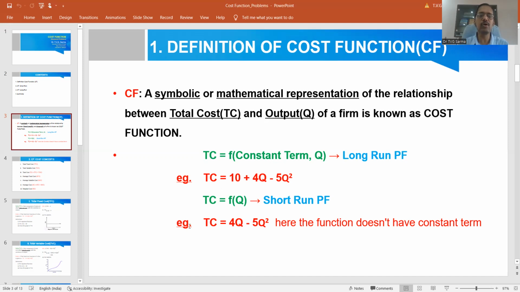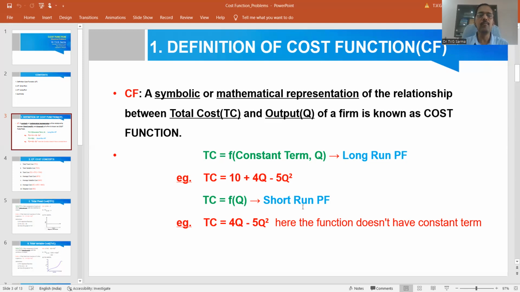The example of a short-run cost function is TC equal to 4Q plus 5Q square. Here, you see that both the elements 4Q and 5Q square vary as the output changes, and the function does not contain a constant term. So this is a representation of a short-run cost function.